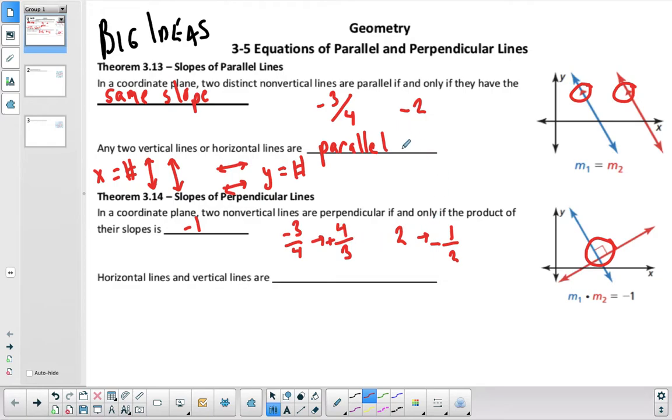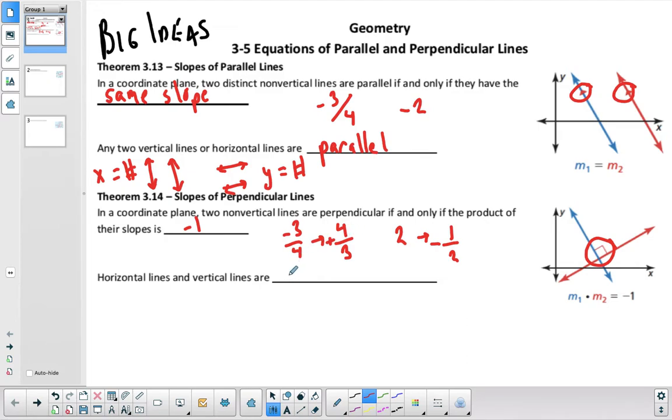So big takeaway from this page should be if we're looking at parallel lines, that means that we're going to be dealing with two slopes that are going to be the exact same. Whether they're both -3/4, whether they're both -2, they're both going to be the exact same. If they're perpendicular, they're going to be opposite reciprocals, meaning that they're going to have the same numbers. They're just going to be flipped fractions, and they're going to be opposite signs.